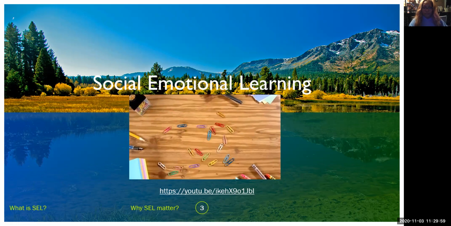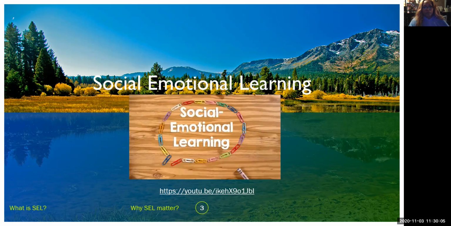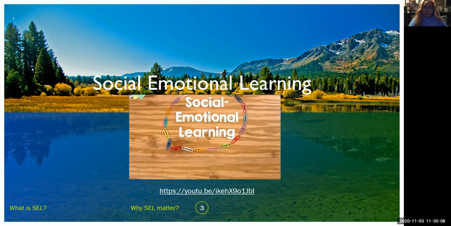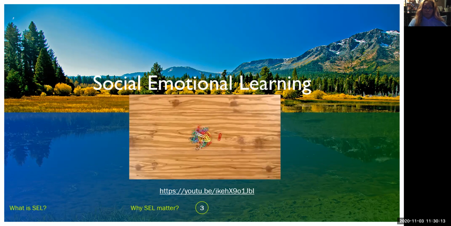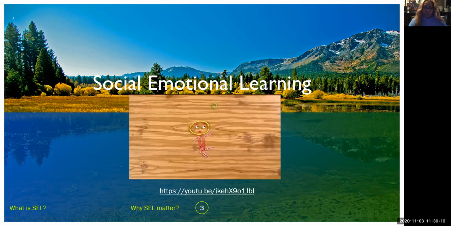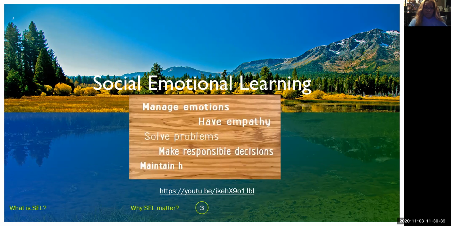There's a lot of talk these days about SEL, social emotional learning. But what exactly is it? Social emotional learning is the process of learning social and emotional skills, and it's just as important as learning reading or math. This learning process is most effective when it begins early and continues through high school. Social emotional skills are essential for success in school, work, and life. With SEL, students learn to manage their own emotions and behaviors, have empathy and show care and concern for others, solve problems effectively, make responsible decisions, and maintain healthy relationships.